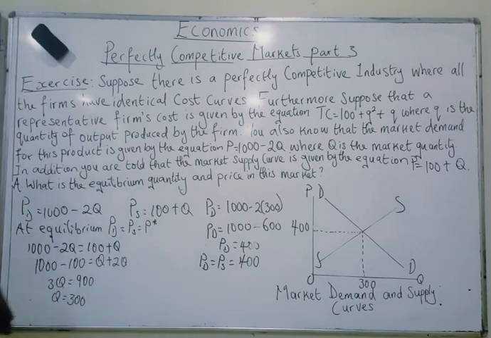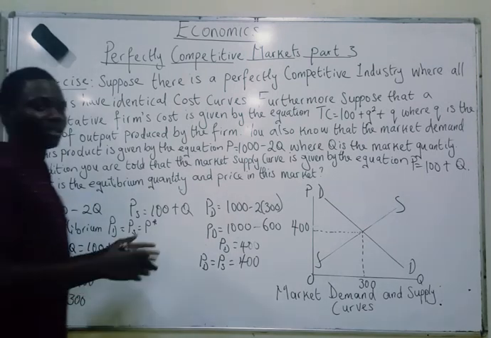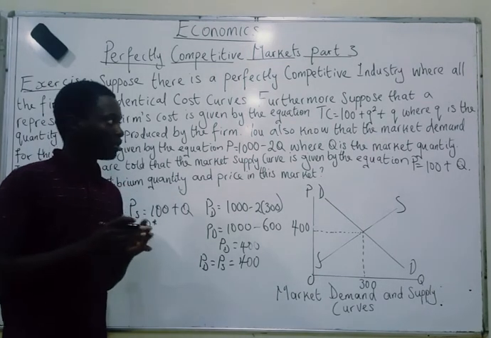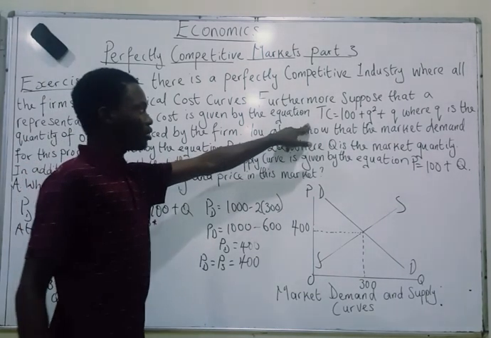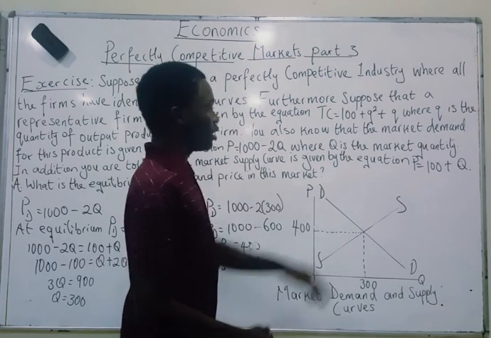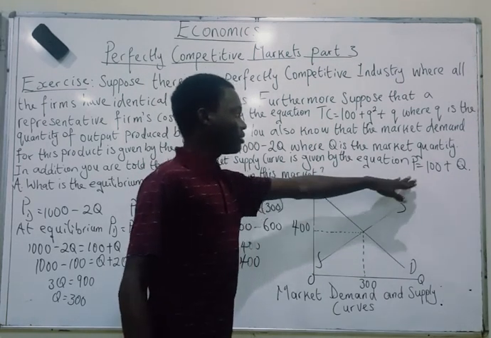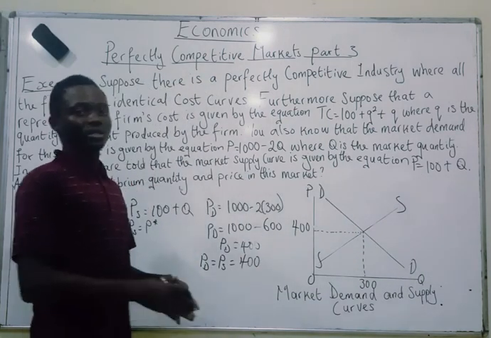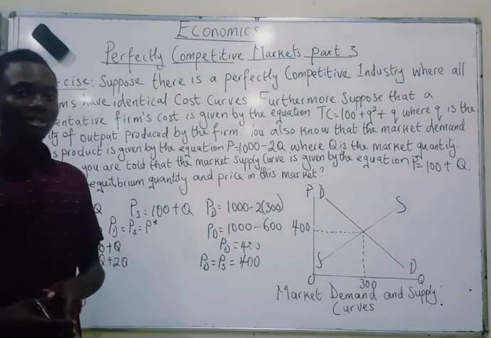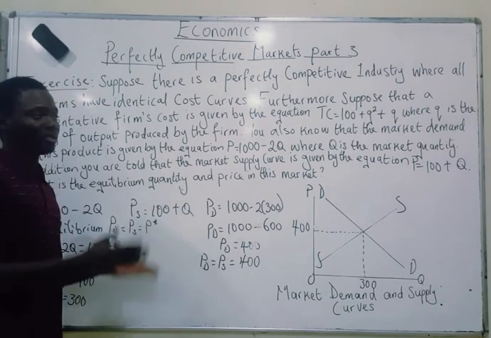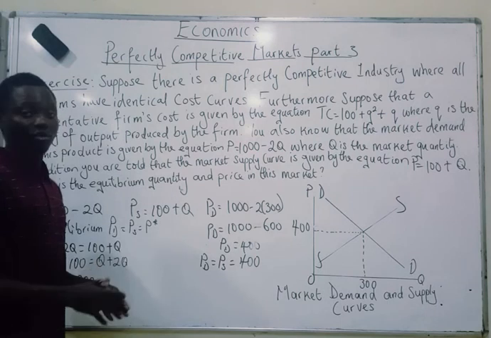Now, the very first question that we have to attempt here is, what is the equilibrium quantity and price in this market? We should take note of one thing, that the total cost is expressed in terms of a small q, and the demand and supply equations are represented in terms of a big Q. That is to say that the quantity produced by firms is different from the quantity produced in the industry. We've sorted the difference out in the previous videos.